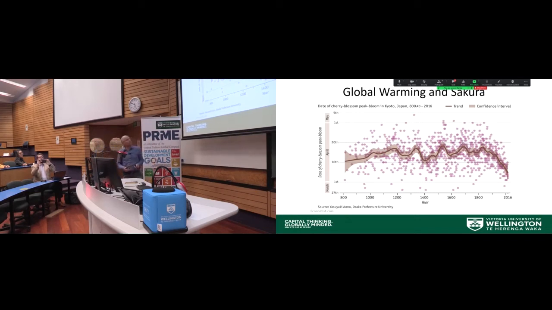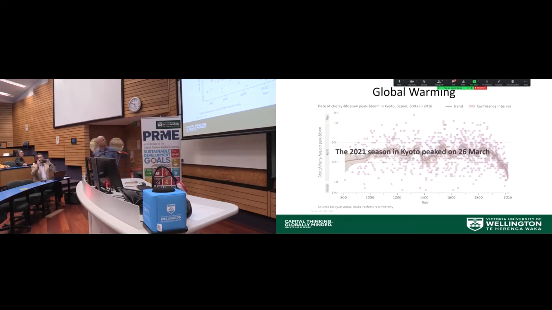Now, if you want to really be convinced that something is happening, then look at the data for this year. This year, the peak was on the 26th of March. That's the earliest it has ever been recorded in Kyoto. Okay, the earliest day in the past 1,200 years. It has never been the 26th of March. There were, I think, a couple of years where it was the 27th of March, about 1,000 years ago. So there is something going on, okay?